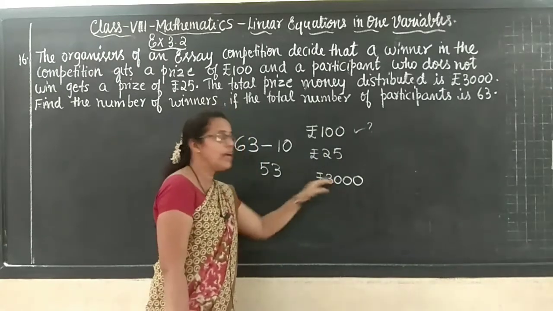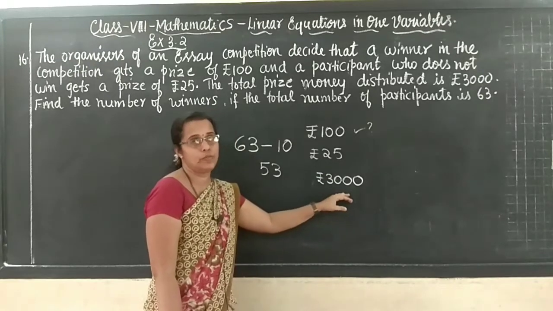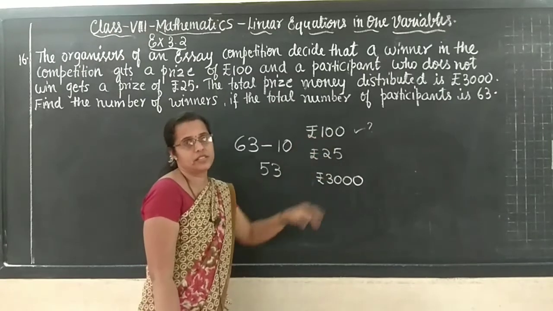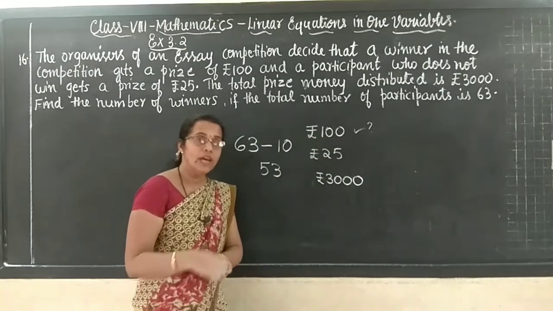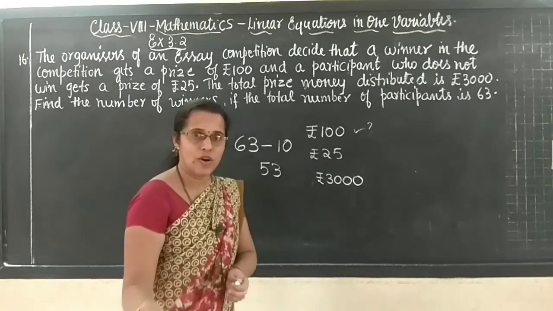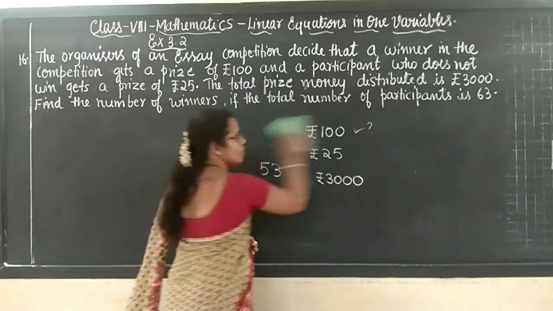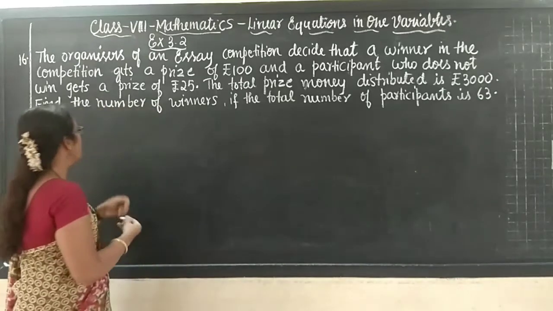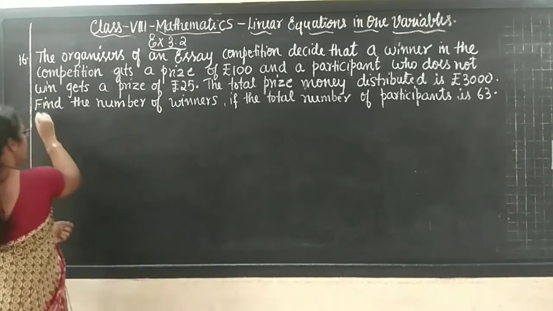What's the total amount they are giving? 3000 rupees. Now, what you have to find, you know? Find the number of winners. Okay, find the number of winners. So let us find it now. So what shall we take? Last sentence, what do they ask? Find the number of winners. Okay, so what you have to take?